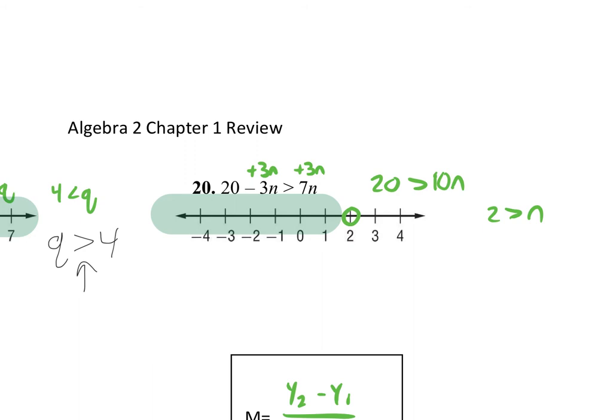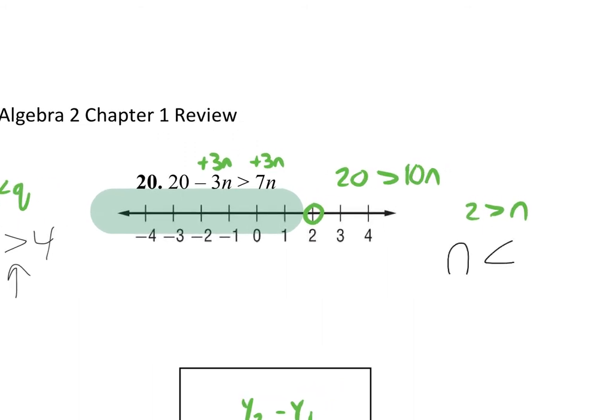Here, we end up with 2 is greater than n, or n is less than 2. Open circle, shading to numbers less than 2.